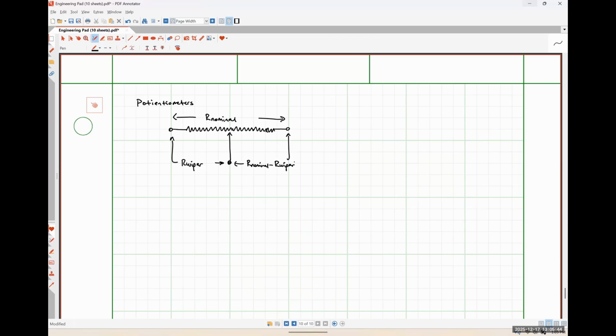It's literally just a carbon path that has a particular width and a particular thickness so that it has some fixed amount of resistance. And as you adjust that knob, it moves that wiper around so that you see less of that carbon strip on one side and more of that carbon strip on the other. That's all a potentiometer is.